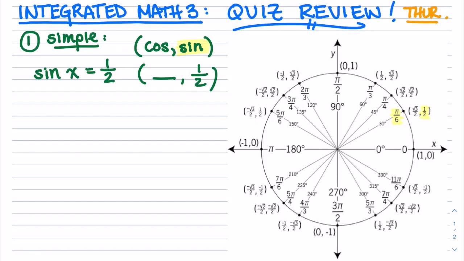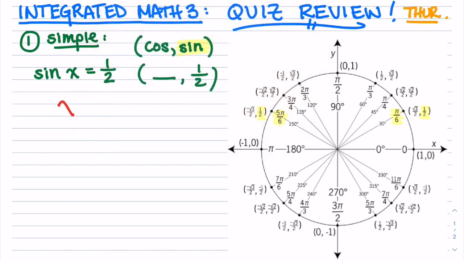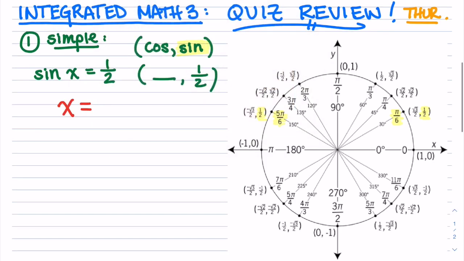So we definitely want pi over 6 as one of our answers. And you should see another one here at 5 pi over 6. So if I was solving this equation, I would, from the circle, very quickly be able to tell that x can be either pi over 6 or 5 pi over 6.